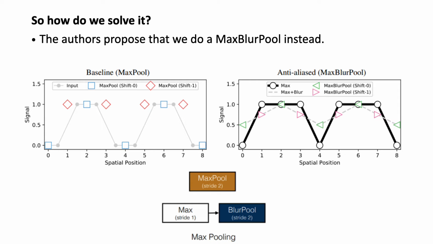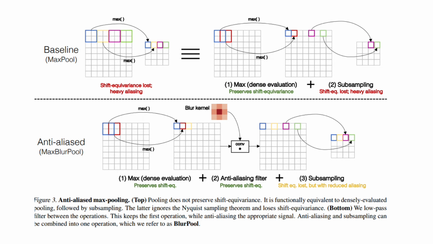The authors propose that this problem can be solved by doing a max blur pool instead. So the idea is we still do the max operation, and every time before pooling we do a blur operation. And as you can see on the right here, this leads to a much more stable output even with slight translational changes in the input. This slide shows what we are doing in more detail. We are using an anti-aliasing filter or a blur kernel right before subsampling.